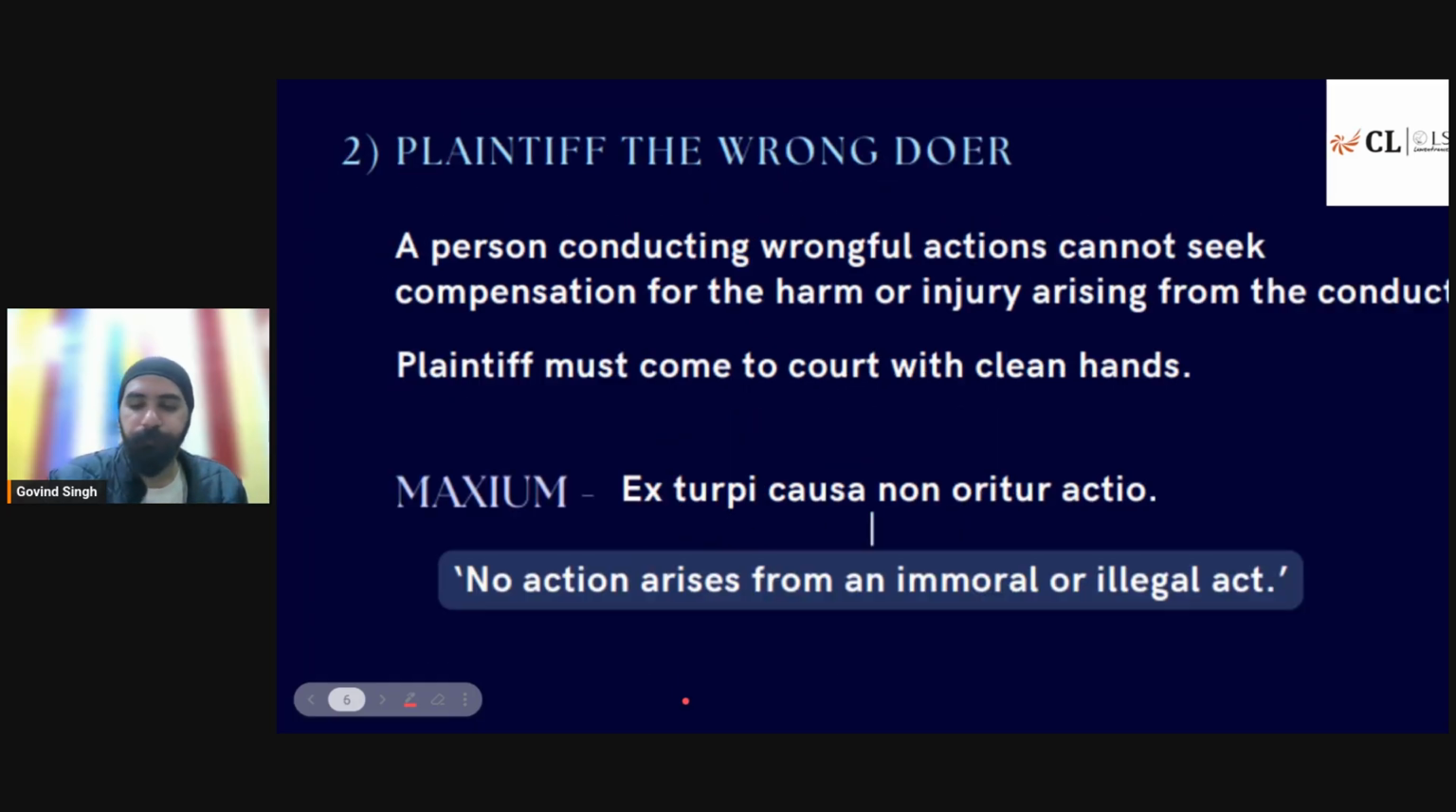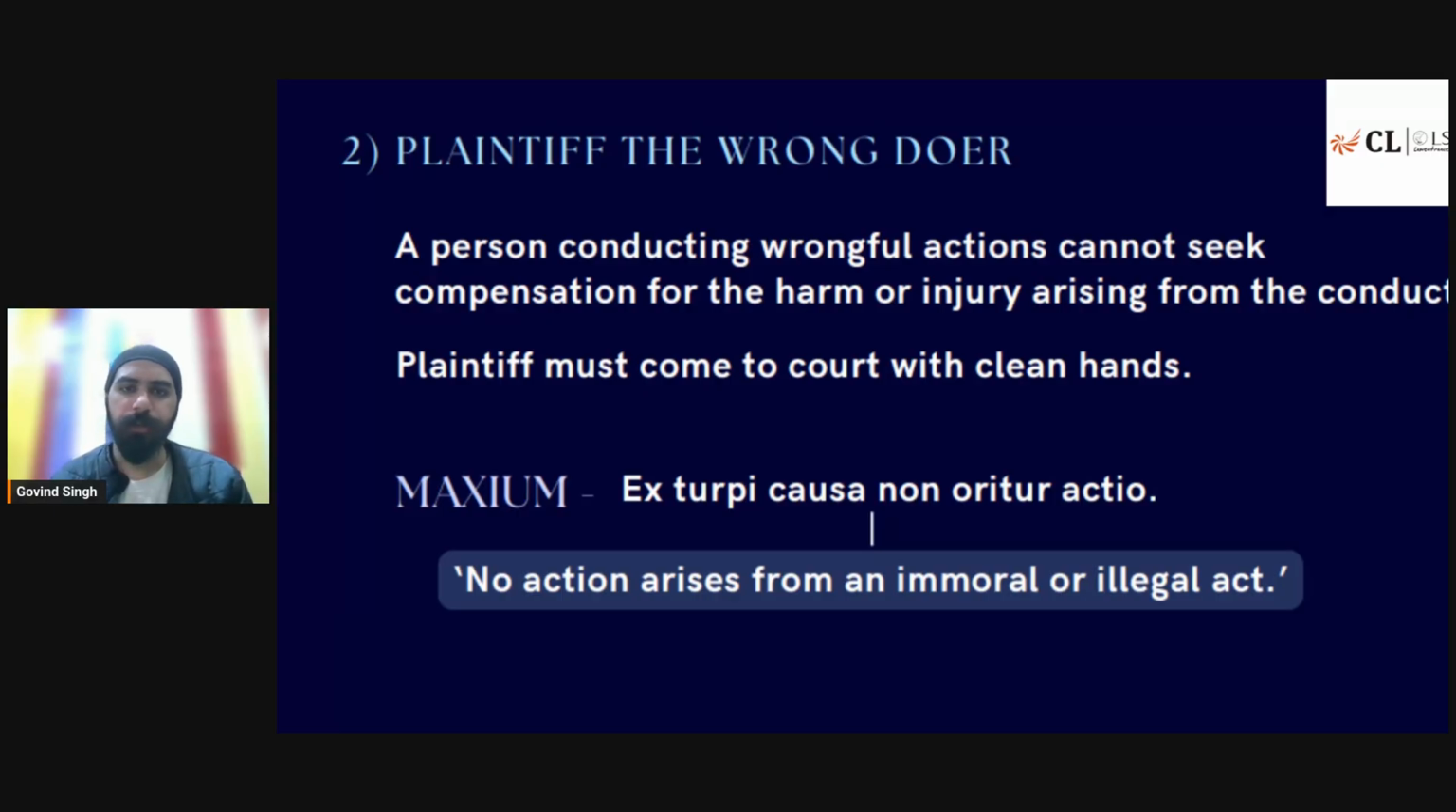It's very simple. We'll also do questions on all of these defenses so that you understand these things better with more examples, but that is in due course of time. Then, plaintiff the wrongdoer. That is the second defense. What do we mean by plaintiff the wrongdoer? Now, this is a little bit similar to the first one, where you are, let's say, consenting or willing to take the risk. Here, you are actually doing a wrong thing.